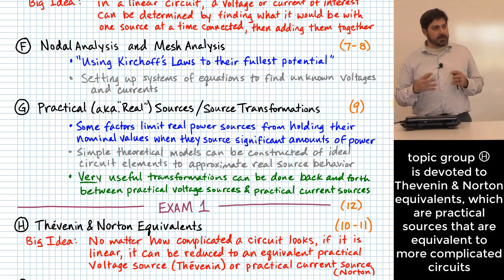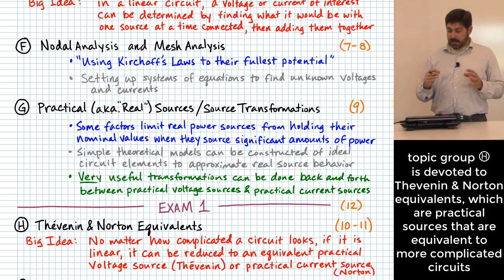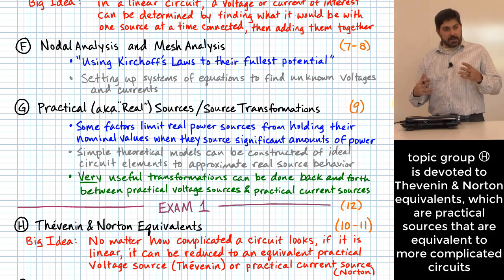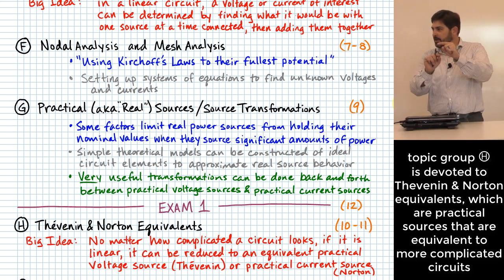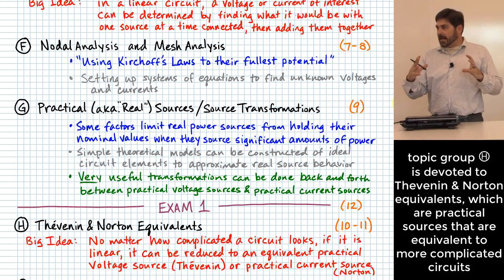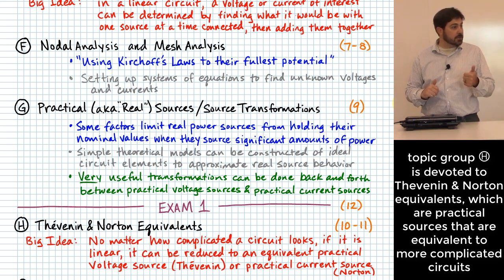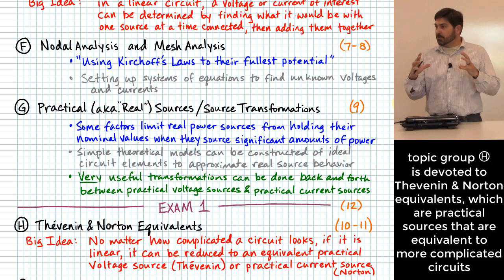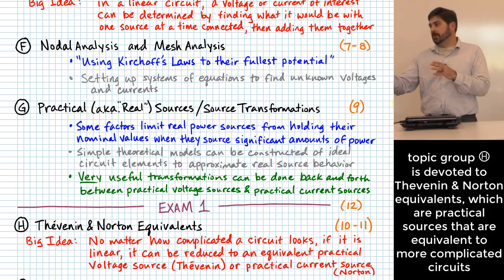The big idea on Thevenin and Norton equivalence is that even if you have a huge messy circuit written on your page, if you identify a couple of terminals on that circuit, like you say, I'm going to look at this point right here on the circuit and another point on that circuit in another location, even if it's a big, messy looking circuit, that circuit can be reduced to one of the two practical sources that I was talking about earlier, either a practical voltage source or a practical current source.